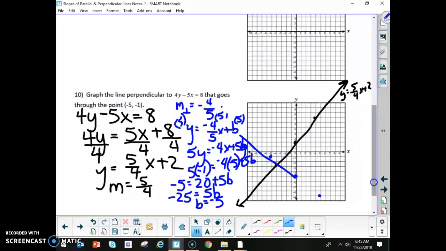And here is my graph that is perpendicular. Be sure to put that y is equal to negative 5/4 x minus 5. Okay?